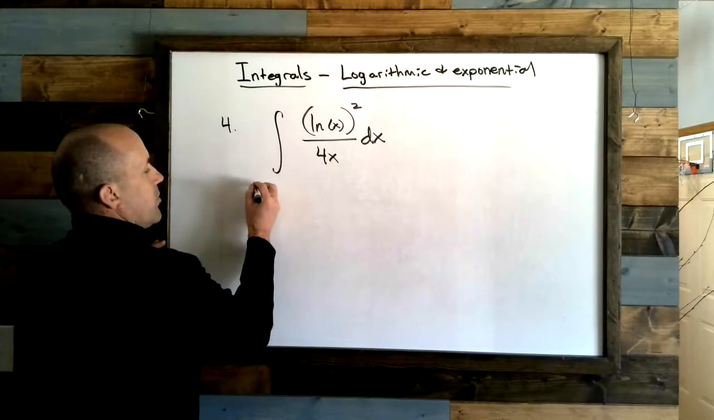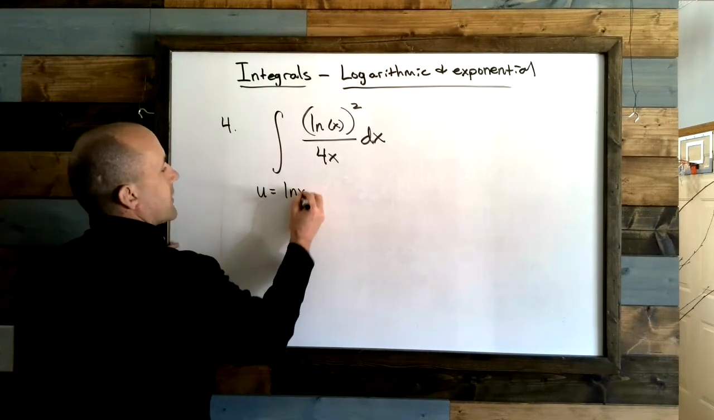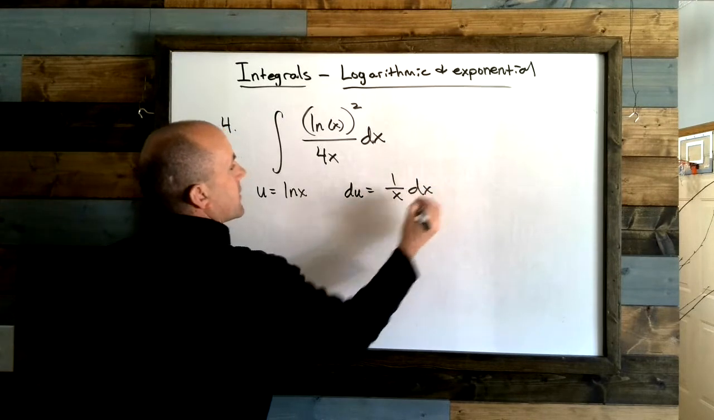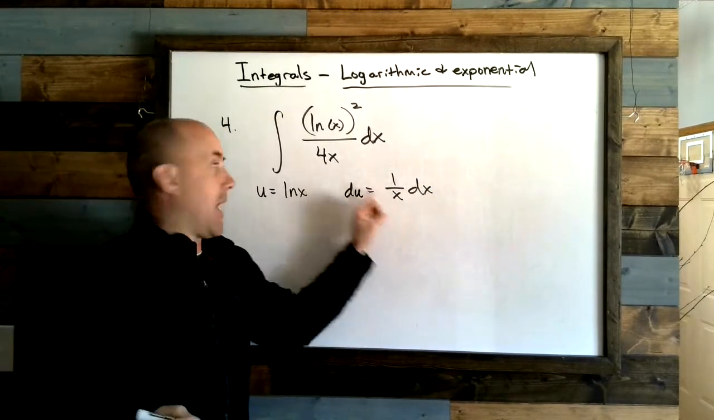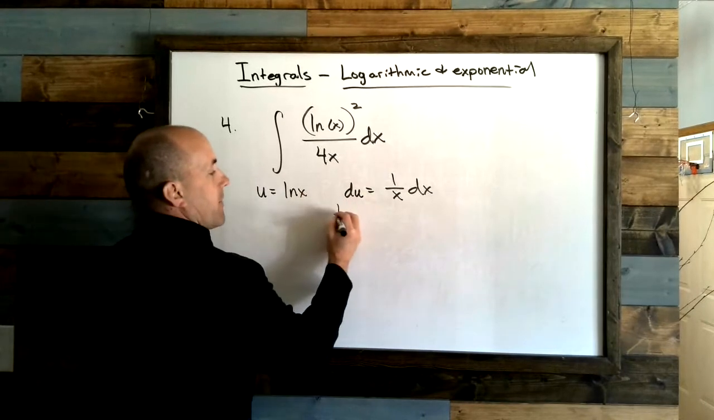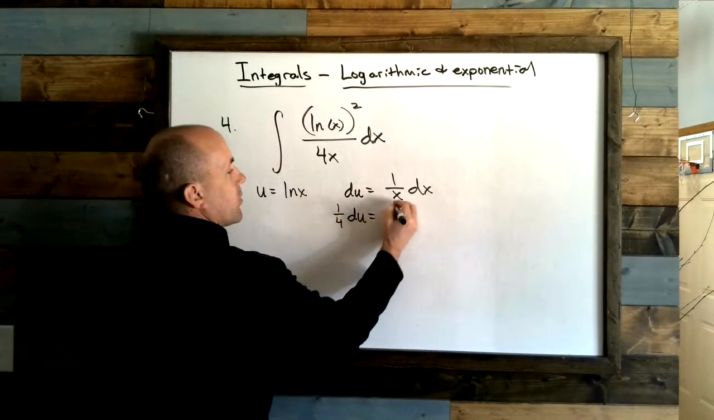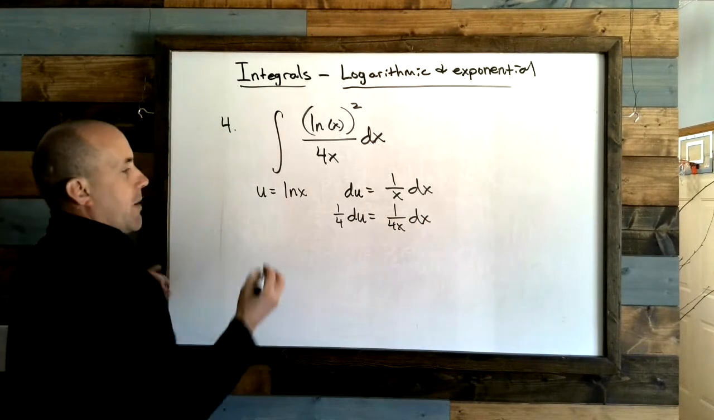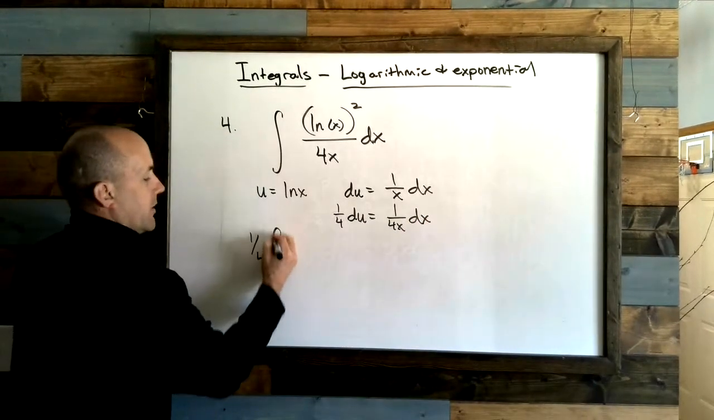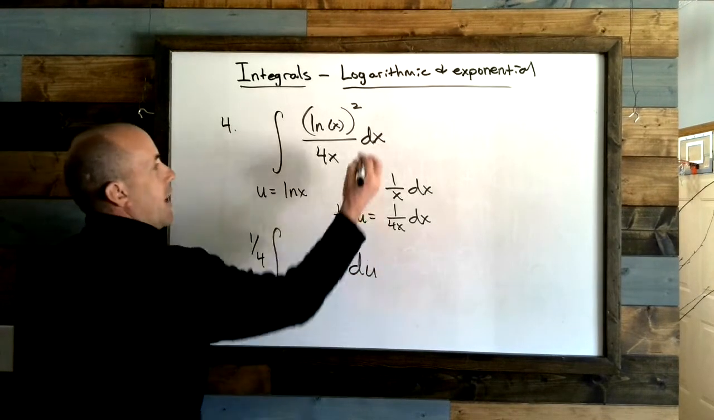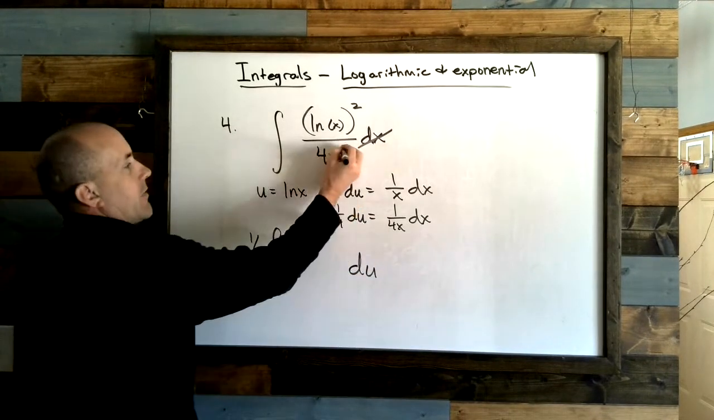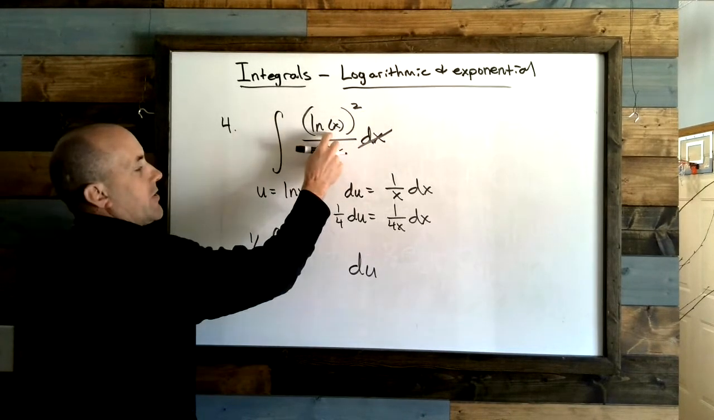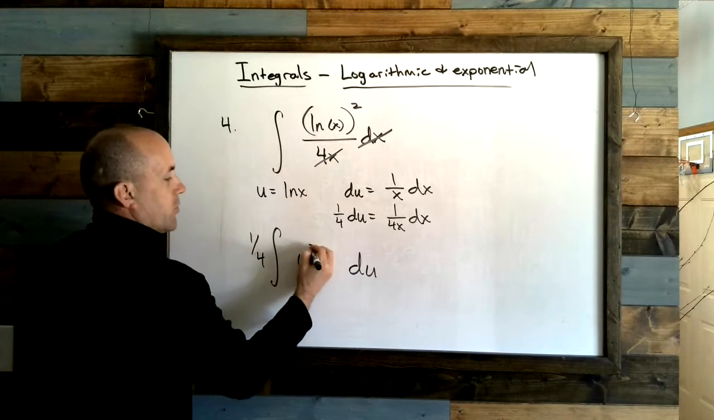If I set u equal to natural log of x, then du is equal to 1 over x dx. But I have a 4 in the denominator, so I'm going to multiply by a fourth. 1/4 du is equal to 1 over 4x dx. Notice that my substitution 1/4 integral du, I get rid of the dx and the 1 over 4x. I'm left with this thing squared, and this thing is u, so u squared.